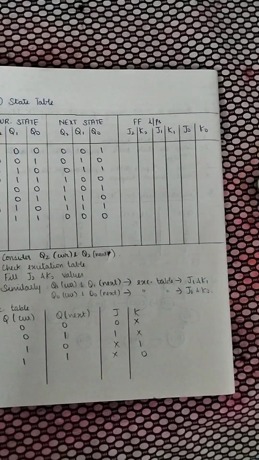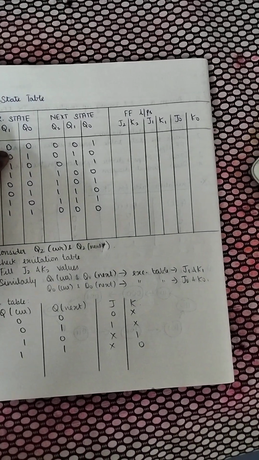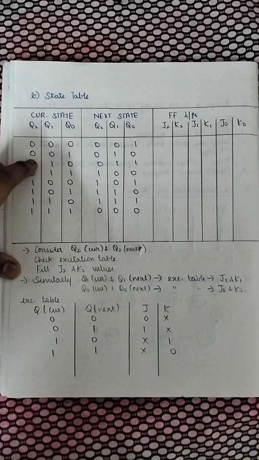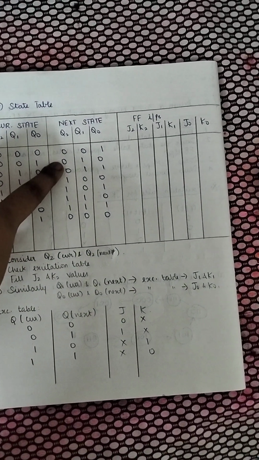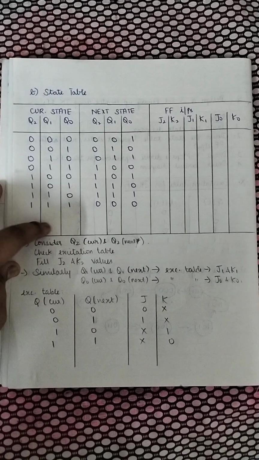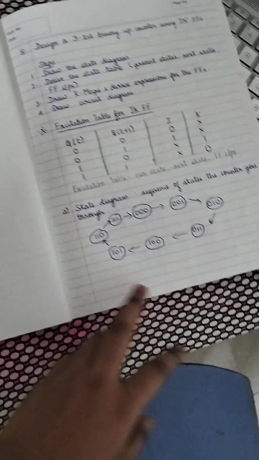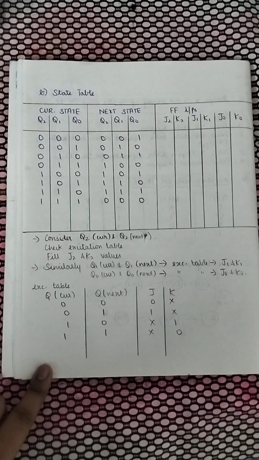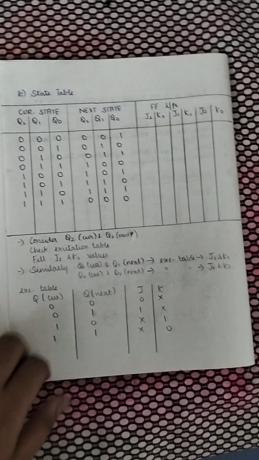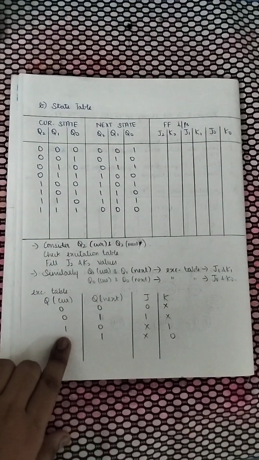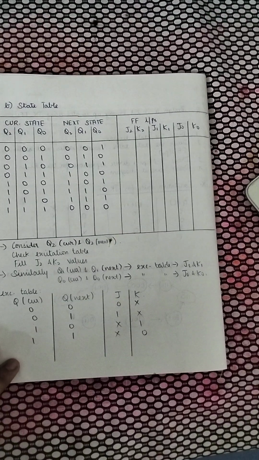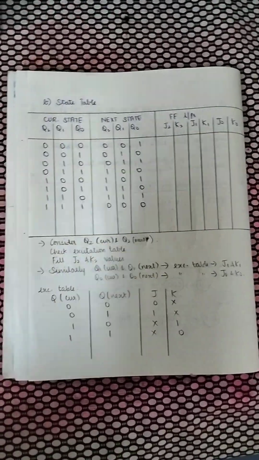Now the current state and next state are obvious. If the current state is 0, 0, 0, my next state will be 0, 0, 1. If my current state is 0, 0, 1, my next state will be 0, 1, 0. And so on, until if my current state is 1, 1, 1, my next state will be 0, 0, 0. How do we get this? From our state diagram. So this much is easy to fill. Now what we do next is fill in these values using this data and using the excitation table. This is the same excitation table which was there on the previous page. I've just written it down here so that we don't need to keep flipping the page every time.